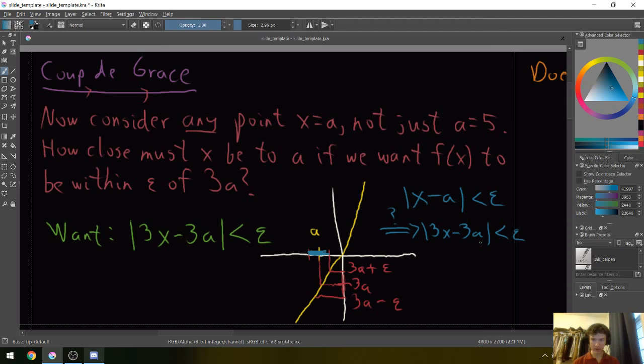I don't think this is true, though. I don't think it's true that if we have this guaranteed, then the second line will necessarily be true. Do you see why? Well, yeah. Right. So, for instance, if x is a plus 1, and epsilon is 1.5, then it's certainly true that 1 is less than 1.5, but it's not true that 3 times 1 is less than 1.5.